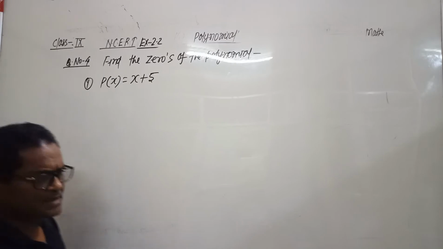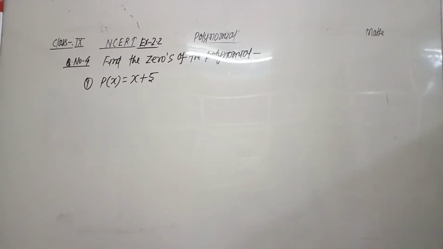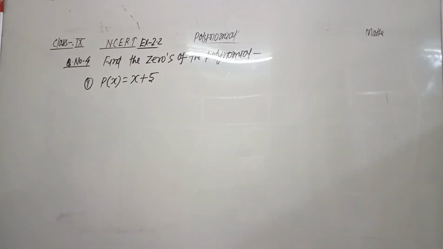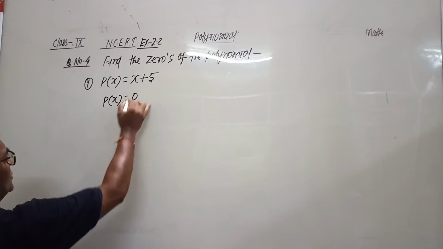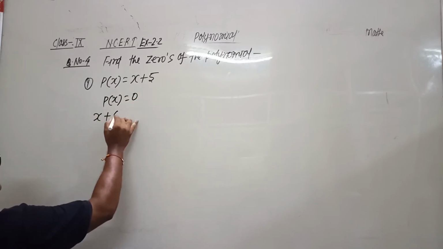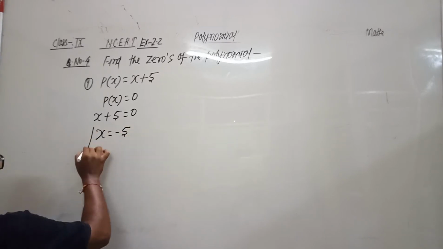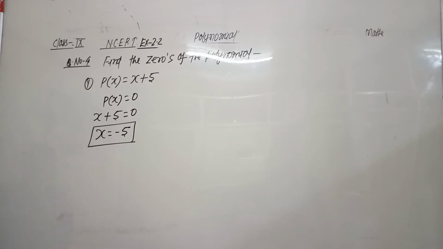For finding the zeros of the polynomial, we make p(x) equals 0. This means x plus 5 equals 0, and the value of x can be calculated. So x equals minus 5. So the zero of the polynomial is x equals minus 5.